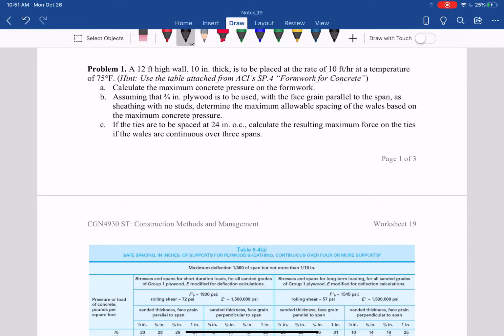Problem 1 and the only problem for concrete form design 3. A 12 feet high wall, 10 inches thick, is to be placed at a rate R of 10 feet per hour at a temperature T of 75 degrees. Hint: use a table from the ACI, American Concrete Institute, SP-4, Formwork for Concrete. Calculate the maximum concrete pressure on the formwork.